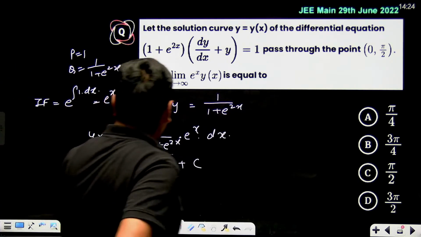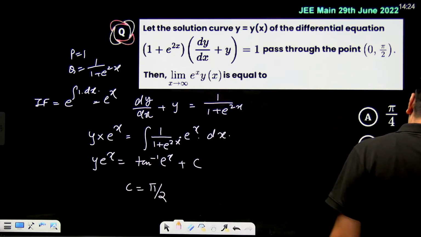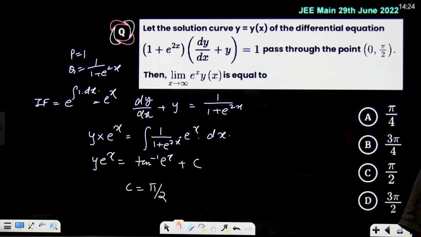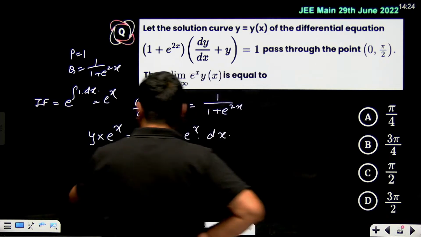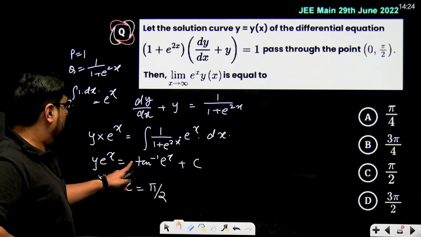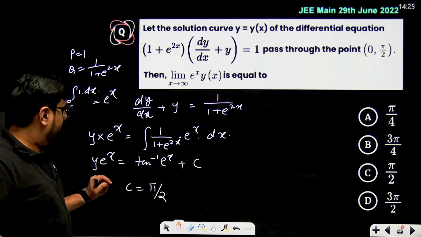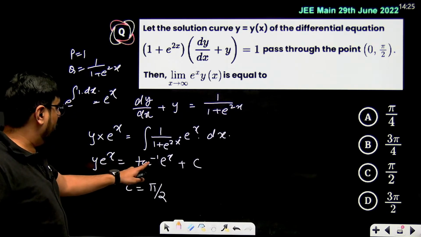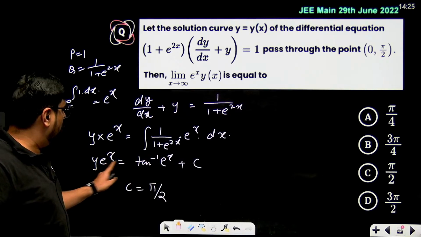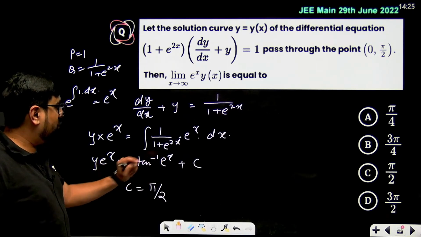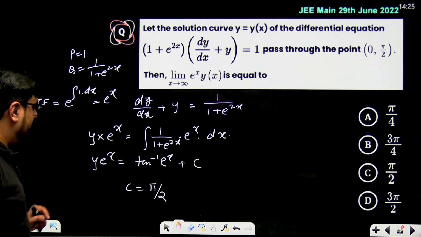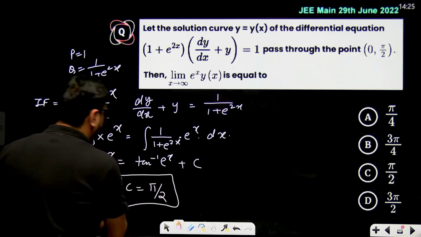Right, (0, pi by 2), if we satisfy over here, what are we getting? Pi by 2 equal to pi by 4 plus c. E to the power 0 will become 1, y is pi by 2, and tan inverse e to the power 0 is tan inverse 1, that means pi by 4. So pi by 2 minus pi by 4 equal to c, which is pi by 2 only. So c will come out to be pi by 2.